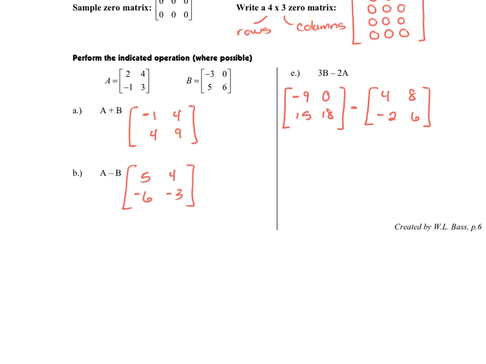And then I can just go ahead and start subtracting each of the elements. So negative 9 minus 4 and 0 minus 8, 15 minus a negative 2, and 18 minus 6. As I go through that process, negative 9 minus 4 is going to be a negative 13, 0 minus 8 is negative 8, 15 minus a negative 2, remember, that's going to flip to addition, so I'll have a 17, and 18 minus 6 is 12. So that would be my final matrix on that.